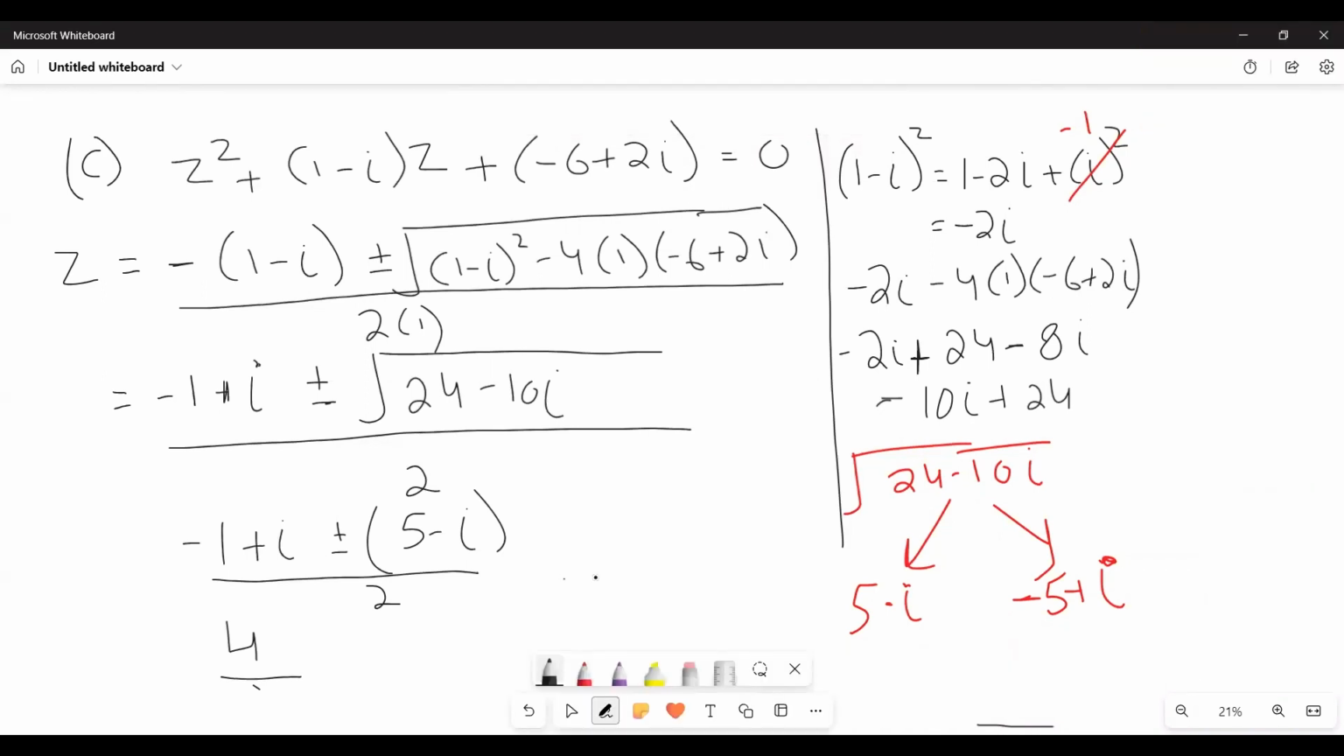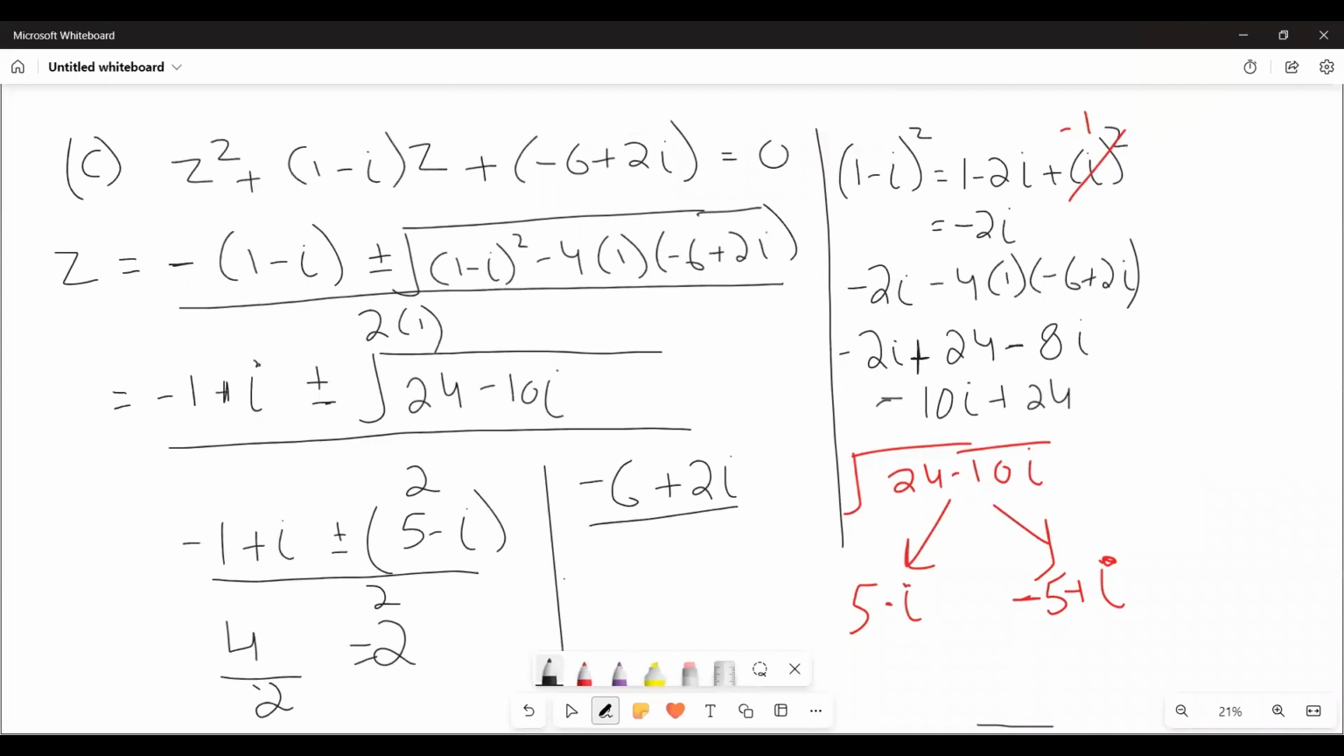So 4 divided by 2 is 2. And for the other one, for the negative one, it's going to be negative 1, negative 5, which is negative 6, and then plus iota plus iota. So that's plus 2 iota divided by 2. So that is minus 3 plus iota. So these are the two solutions of the quadratic equation. One is real and one is complex.